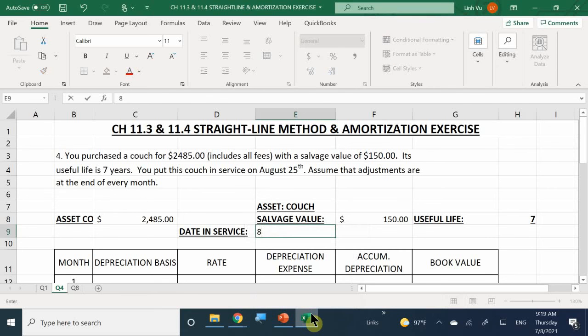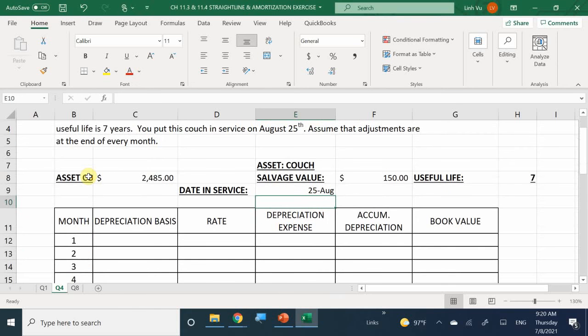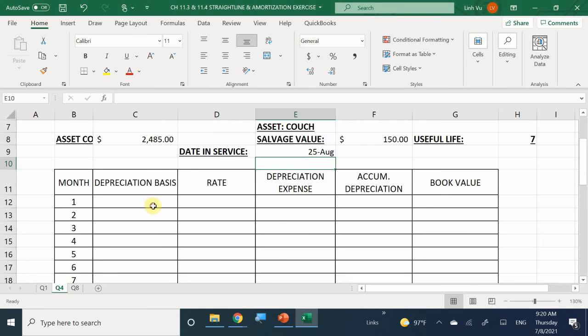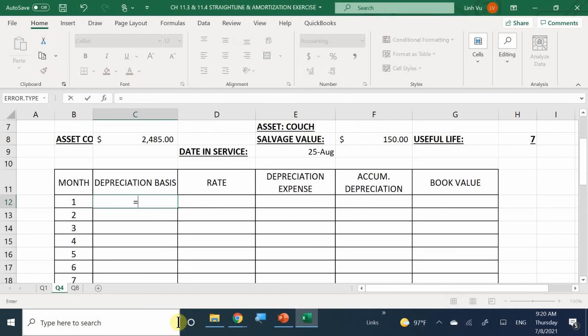You're going to count it as September because it's after the 15th, correct? Correct. Because it's August 25th, that's definitely less than half the month. So your assumption here is that you are going to depreciate it as of September. So here, for the first month of depreciation, how are we going to calculate this? Let's take one step at a time. So depreciation basis, what is that going to be?